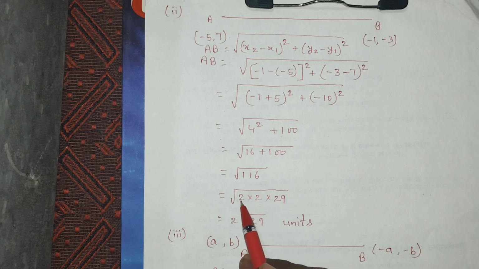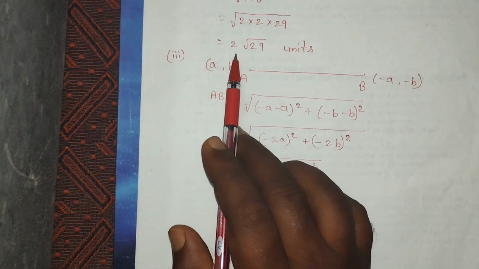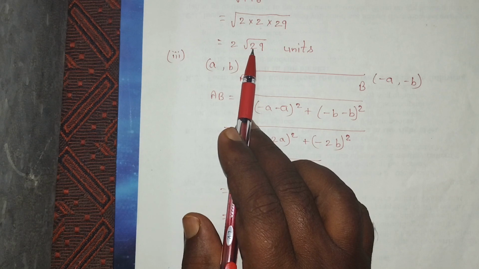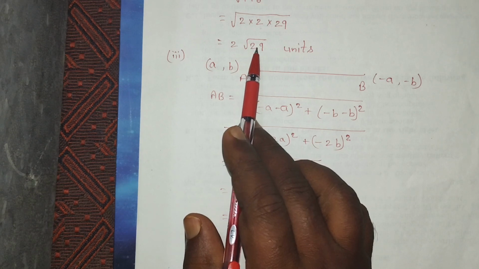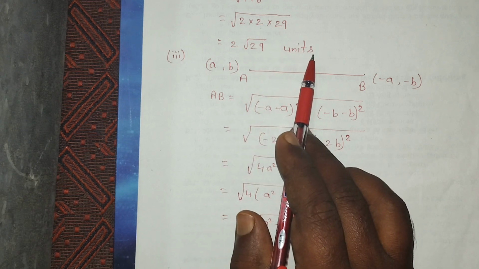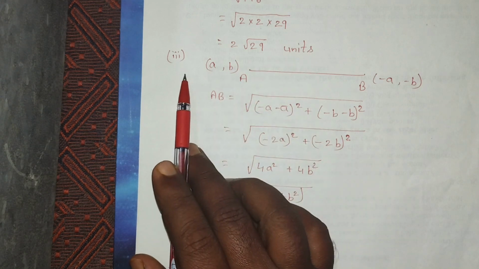4 square 16 plus 100, 116. By prime factorization of 116, we get 2 into 2 into 29. 2 is repeated here 2 times. So one 2 comes out of the root, and 29 being single remains inside the root. And you have to write units. Second example is completed. Example third.